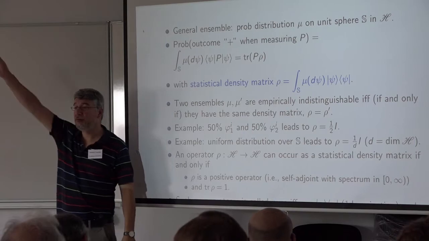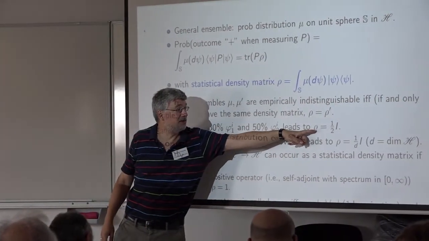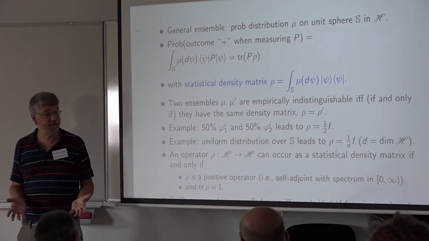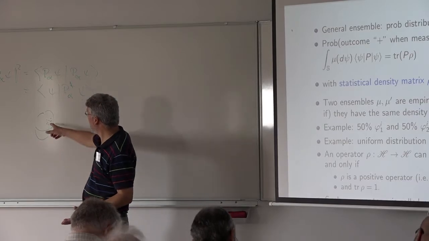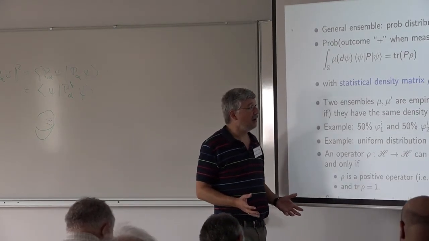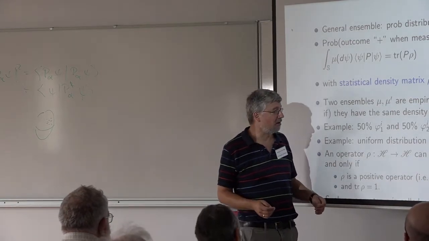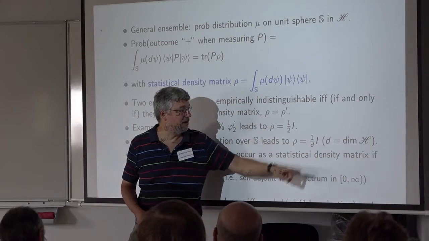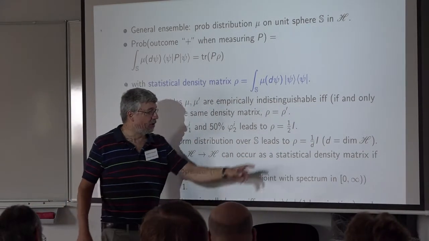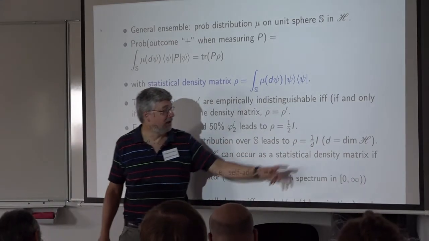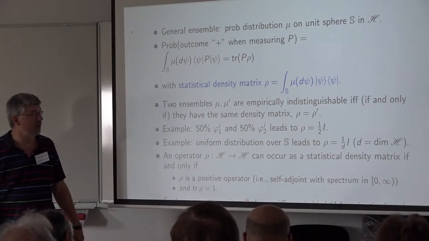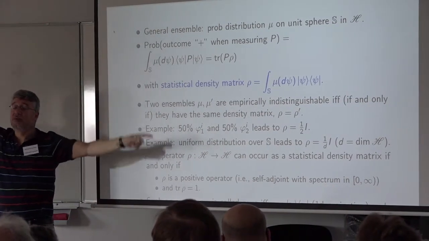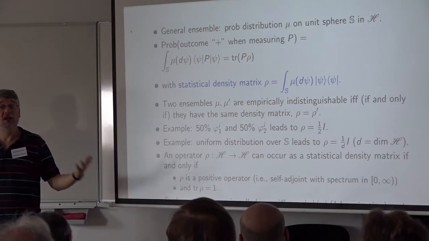Here's an example. If you have 50% this and 50% that, then the associated density matrix is 1/2 the identity. Here's another example. Consider a uniform distribution on the unit sphere. Then you can easily conclude from symmetry arguments that the density matrix actually has to be a multiple of the identity operator. In fact, 1/2 the dimension times the identity matrix. So this matrix has 1/2 d everywhere on the diagonal. Here d is the dimension of the Hilbert space, so in my previous example that would be 2. So it would be the same density matrix as here. So these two ensembles are indistinguishable, and the uniform distribution is again indistinguishable from them.